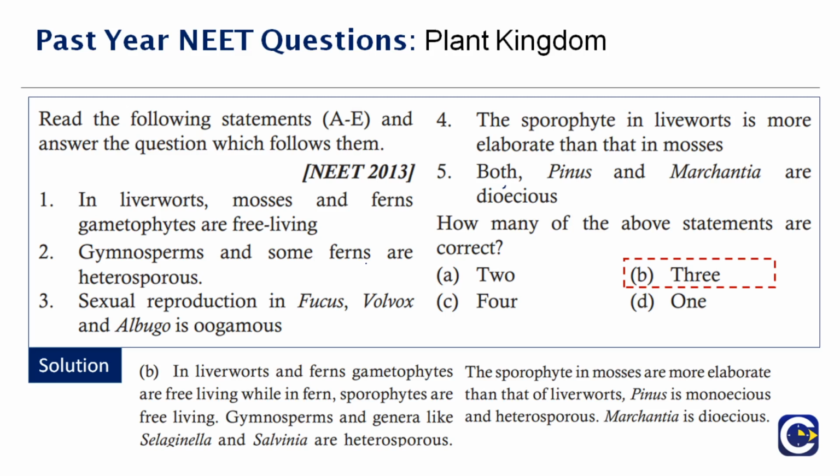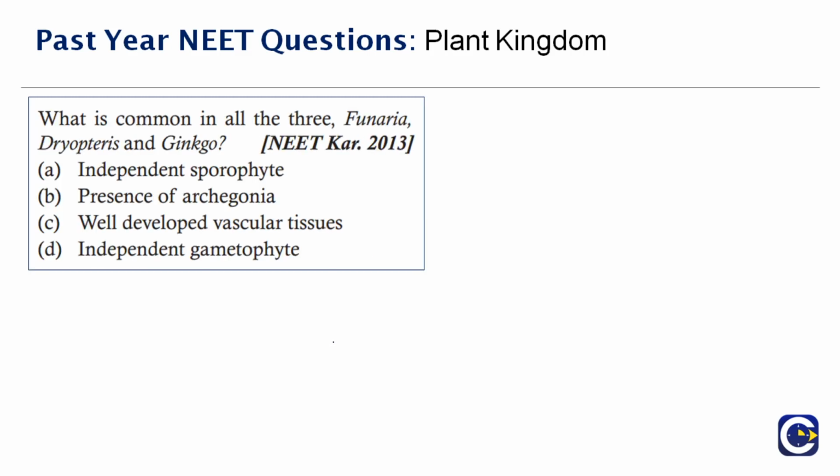Okay, so how many statements out of the 5 statements are correct? See, statement 5 is wrong because Pinus is monoecious. They have mentioned dioecious, so 5 went wrong. Next, the sporophyte in mosses is more elaborate than that of liverworts. That's right. Sexual reproduction in Fucus, Volvox and Albugo is oogamous. Okay, therefore the correct statements are 3 out of 5. Okay, now let's move to the next question here.